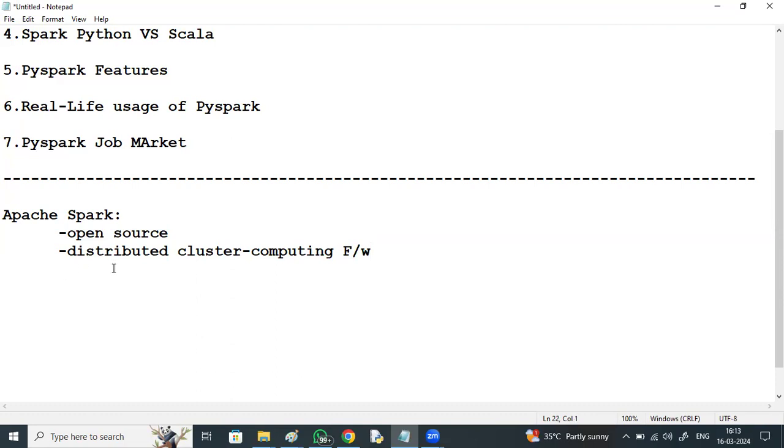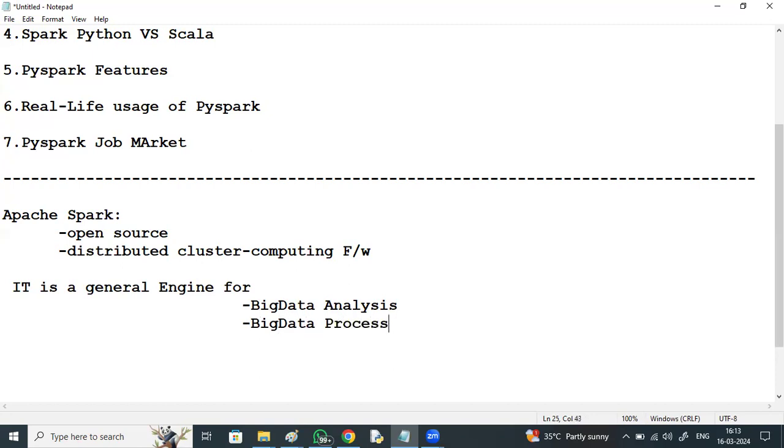It is introduced by Apache. It is a general engine, Apache Spark, for big data analysis, for big data processing and computation. It is an engine for big data analysis, processing and computation.